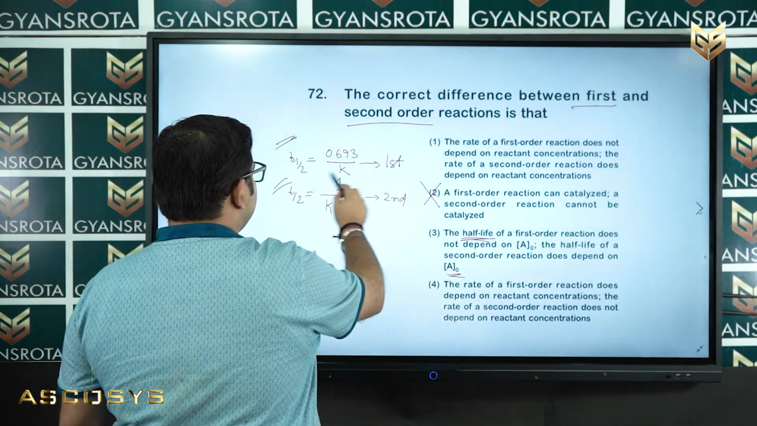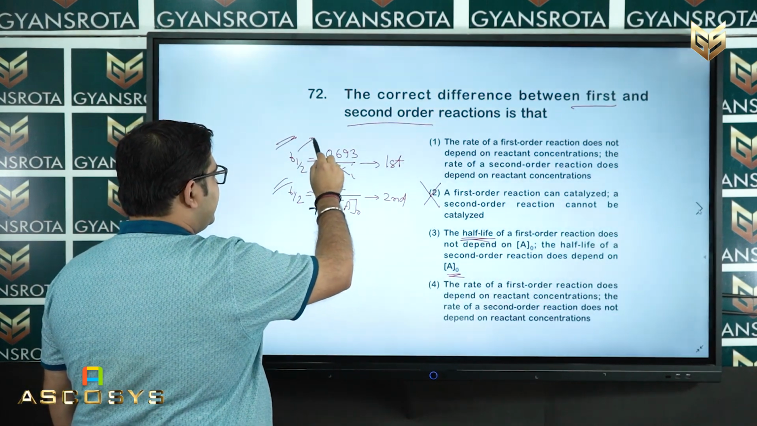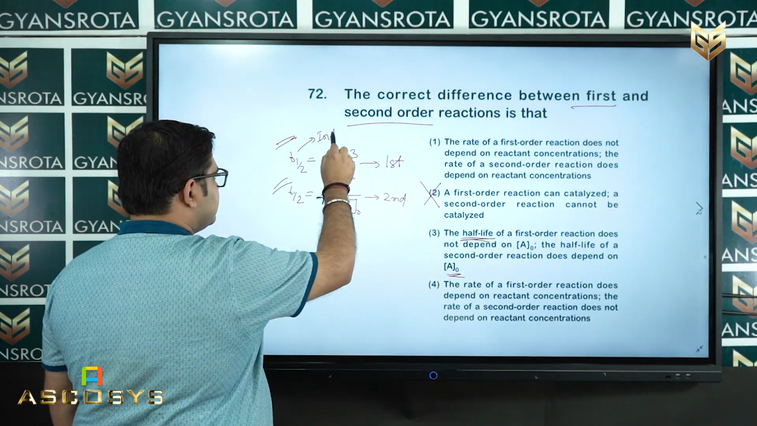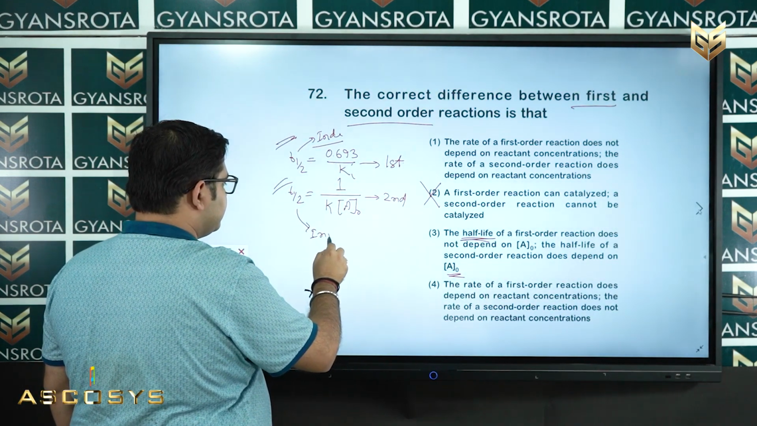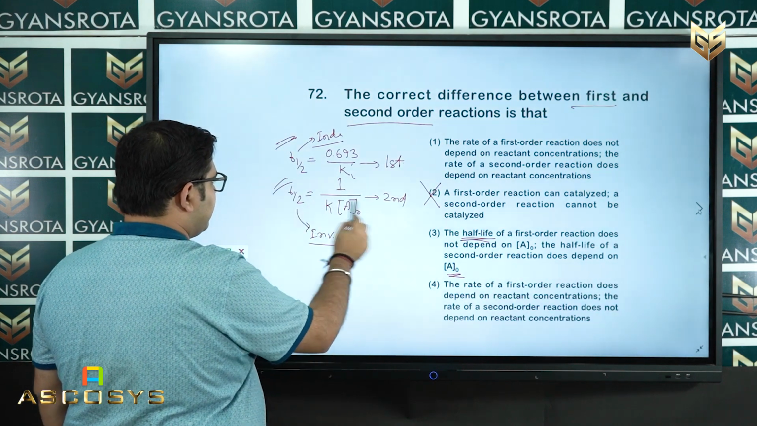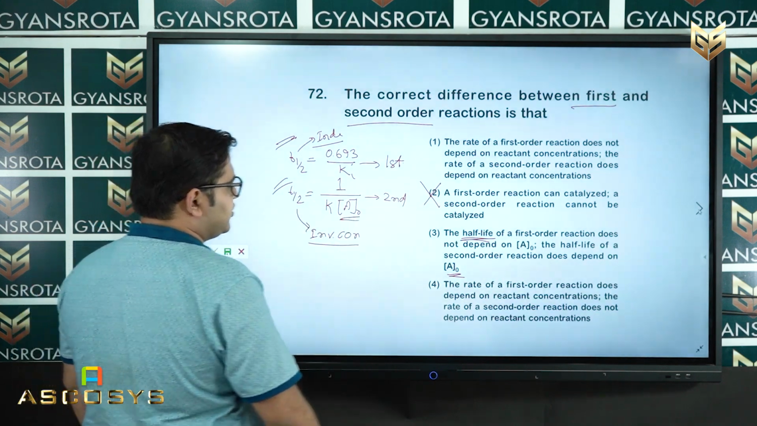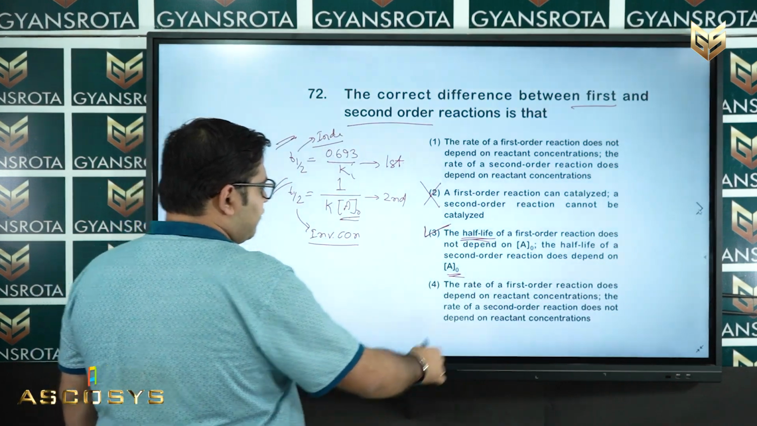See here, the initial concentration term is not there, so T half for first order is independent of concentration. But this one is inverse of concentration, which means T half for second order is dependent on the concentration. So the third option is the correct option. Let us see the fourth option, what they have given.